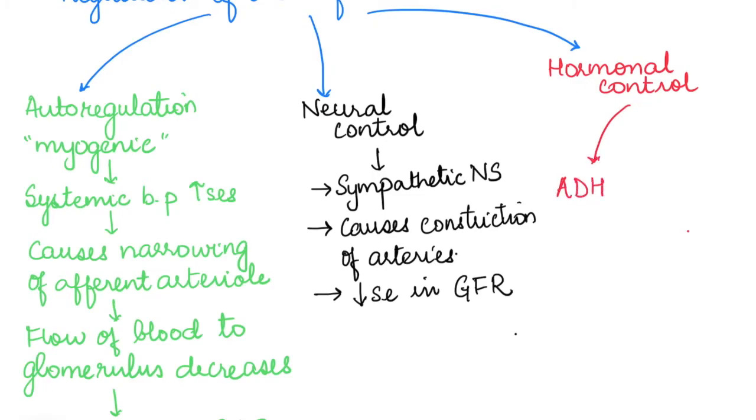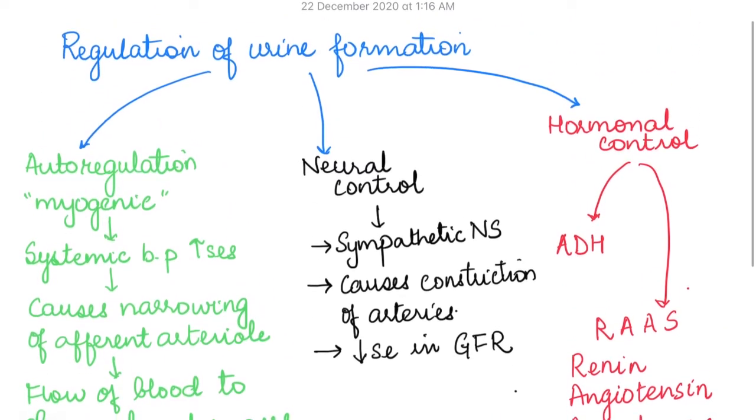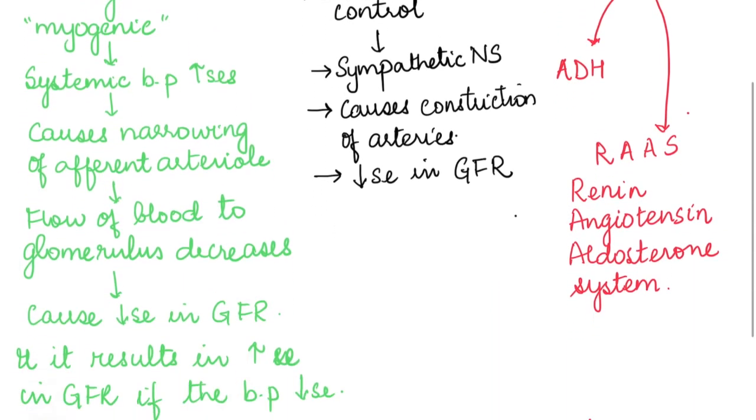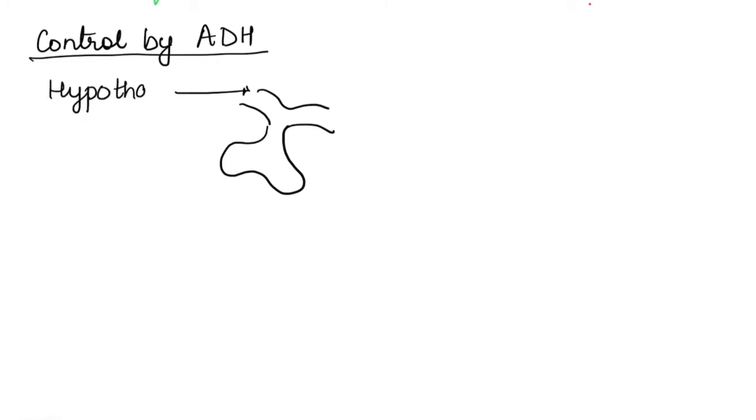Hormonal control works in two ways. One is by the action of antidiuretic hormone, that is ADH, from the posterior pituitary, and the other is the renin, angiotensin, aldosterone system. So we're going to see these two functioning in detail. First, let us see the regulation of urine formation by the antidiuretic hormone.